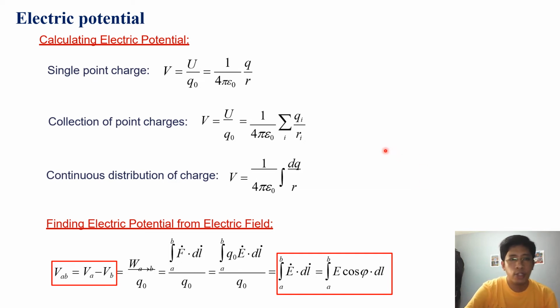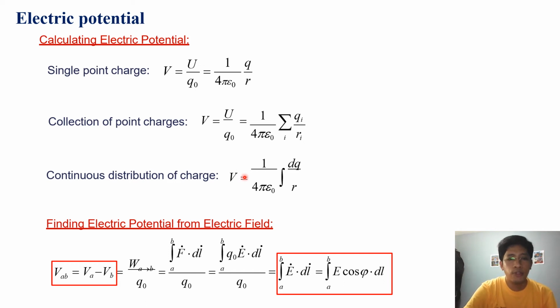These are some of the formulas you can use to calculate your electric potentials. For a single point charge, the electric potential is just your U over Q naught, which is 1 over 4 pi epsilon naught Q over R. If you have a collection of point charges, just sum the potentials of the individual charges, that is, your electric potential is equal to 1 over 4 pi epsilon naught times the sum of Qi over Ri, where i is the number of your point charges. And for continuous distribution of charges, we have 1 over 4 pi epsilon naught and then the integral of dq over r. Then just evaluate this integral to find the electric potential of your continuous distribution of charge.